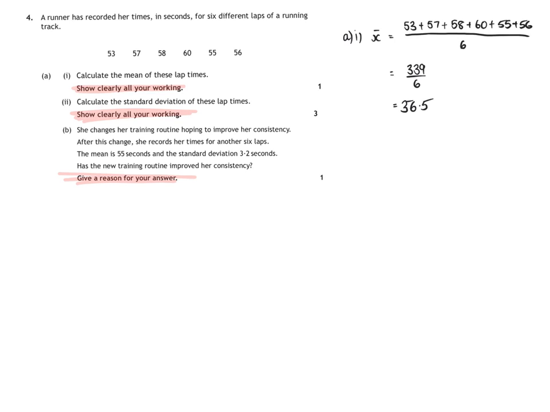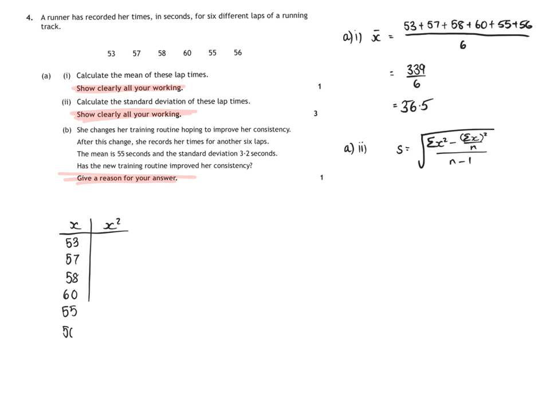Right, so for part 2 we have our standard deviation. We've been asked to calculate standard deviation, and again it says clearly show all of your working. So we need to be reading the question and making sure that we're following exactly what the instructions say. So the method I'm going to use is using this equation here: the sum of x squared minus the sum of x all squared over n, divided by n minus 1. Before we can use the equation we need to find our values of x squared and the sum of x and the sum of x squared. So our x's are just our values, so we've got 53, 57, 58, 60, 55 and 56. We know from part A that they add up to 339.